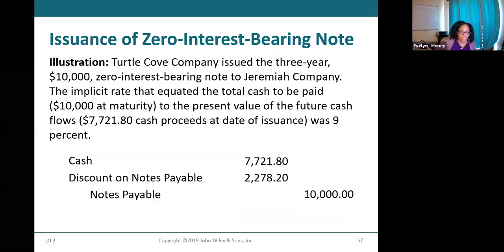So when we do this initial entry, we debit cash for the amount of cash that we're going to get, $7,000 and some change. We credit notes payable for the principal amount of this note, and the difference is the discount on notes payable that we will have to amortize over the life of this note.